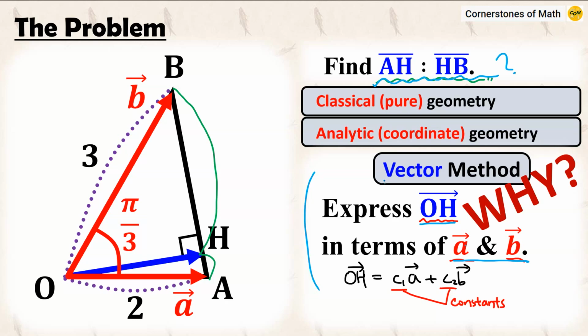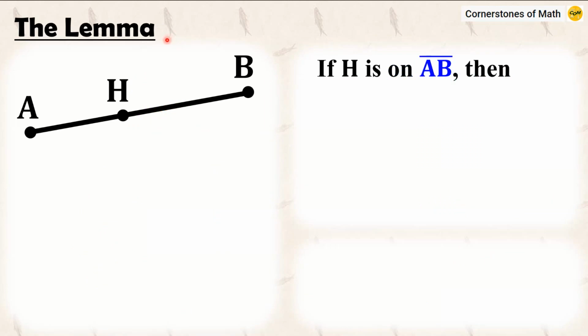Here I am going to solve this problem using vectors, and in the process I will explain some basic but important properties of vectors that can be quite handy when solving problems like this. First of all, solving the given problem requires one important lemma, which I am going to explain now. Consider line segment AB and suppose that H is an arbitrary point on that line segment.